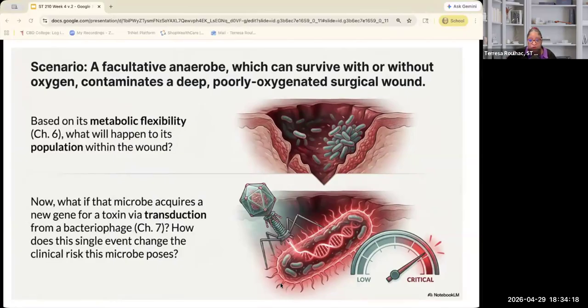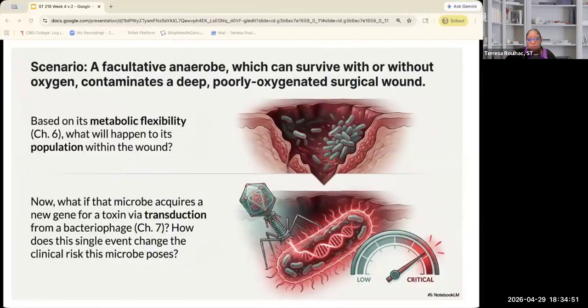Exactly. It's going to increase. The prediction comes straight from metabolic logic. We already know it's going to adapt, and we know from the last slide that one can go to 20 to 30, that becomes a whole population. Okay? In a deep, poorly oxygenated wound, they don't just survive. Unfortunately, it often thrives. The metabolic flexibility in action is what this is.